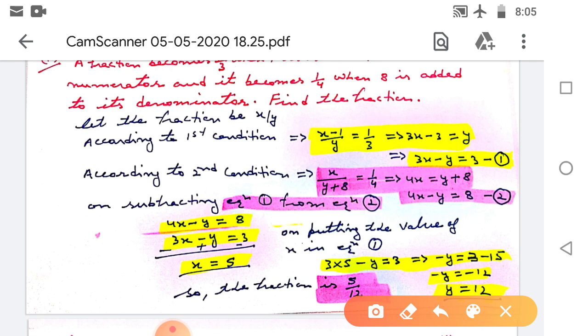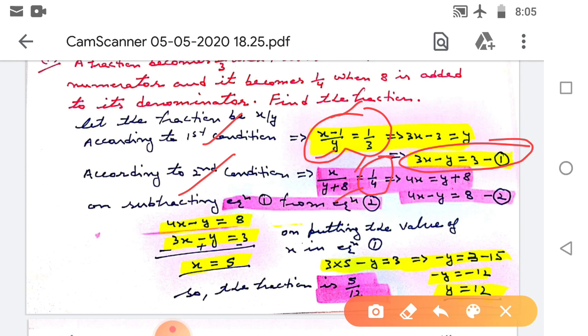Right? Once again, in condition 1, the numerator is subtracted by 1, so it means x minus 1. Denominator no change. The fraction is x minus 1 upon y, which is equal to 1 by 3 in the question. So when you cross multiply, this is your equation 1. Now according to the second condition, there is no change in the numerator, but the denominator is increased by 8. So x upon y plus 8, and the fraction is 1 by 4 as given in the question.